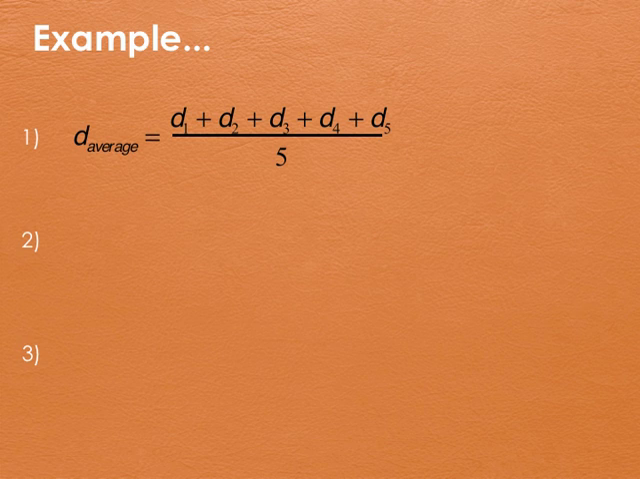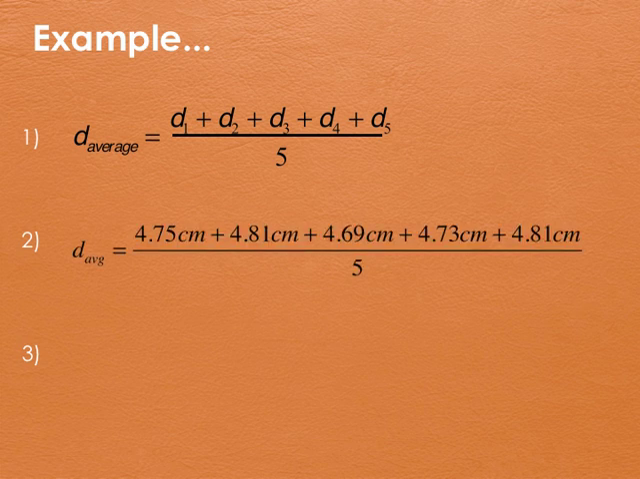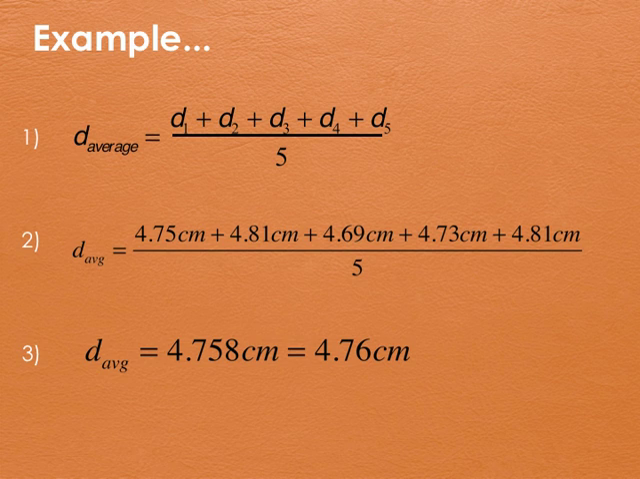Then I have to plug my numbers in. Substituting in for D1, 2, 3, 4, and 5, I've put in the measurements that I actually got, or the numbers that I looked up. Notice that every single one of those measurements has the unit centimeters on it. Yes, you have to do that. If you want full credit, you've got to do it. Then you do your calculation and you get 4.758 centimeters, which will round to 4.76.